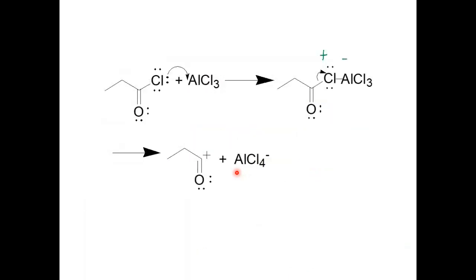So here I'll show you how the acylium carbocation forms. First, the acyl chloride forms a complex with aluminum chloride in the same way as the alkyl halide, exactly the same. Then, in the same way, this pair of electrons breaks and goes to chlorine, giving you the tetrachloroaluminate ion. This anion is highly stable, and it leaves the acylium cation.